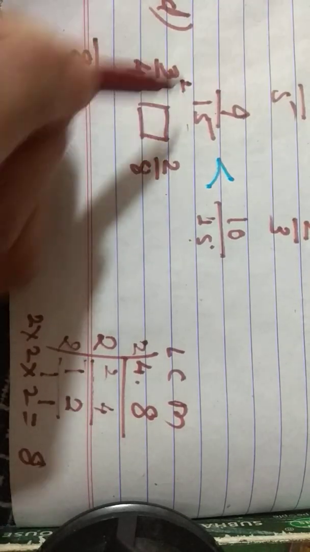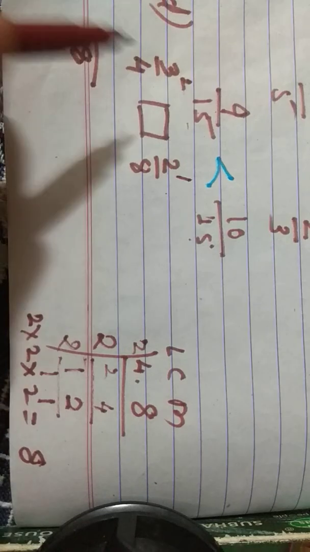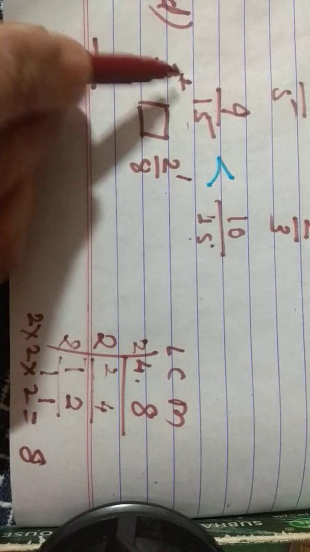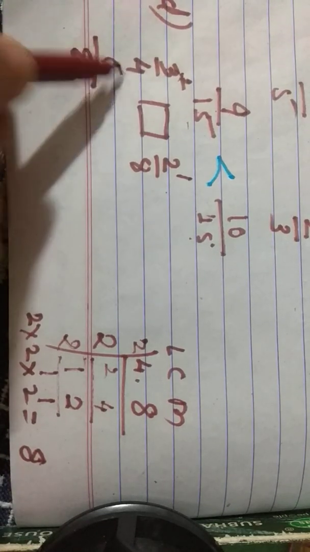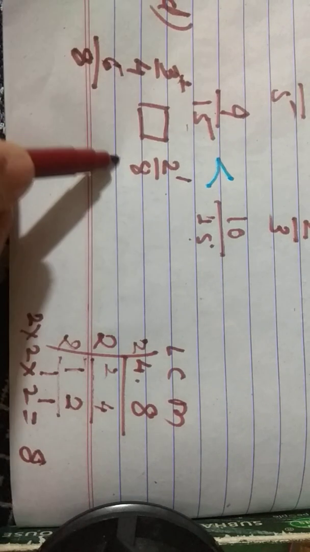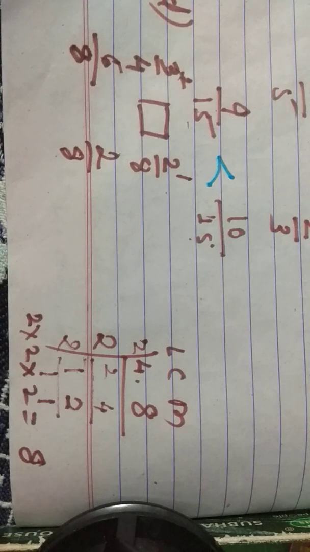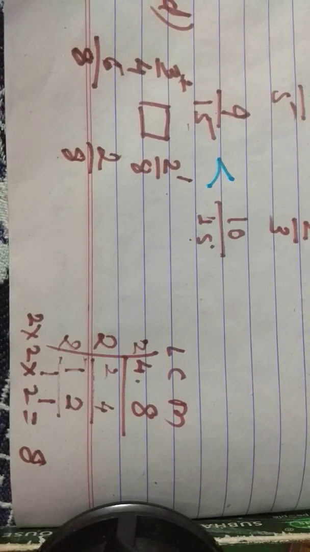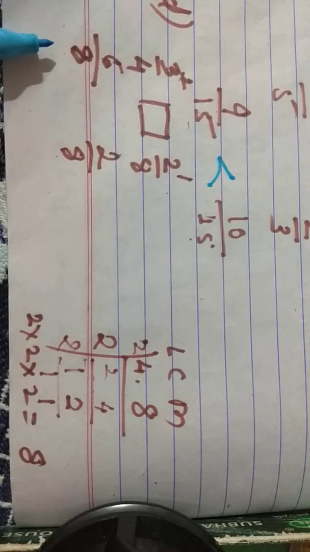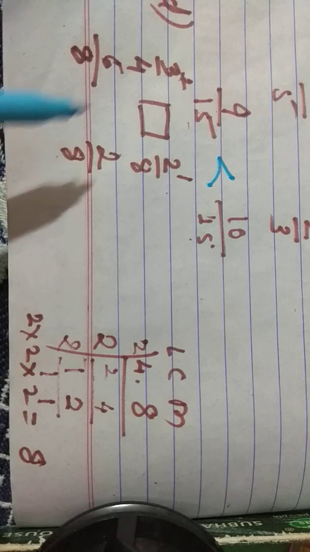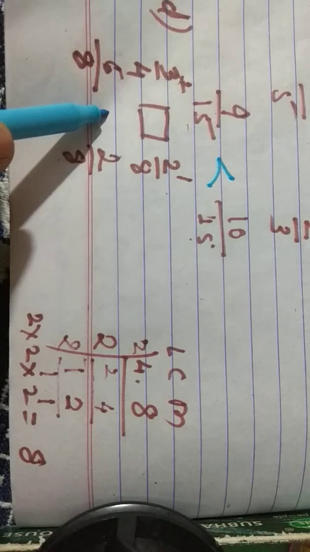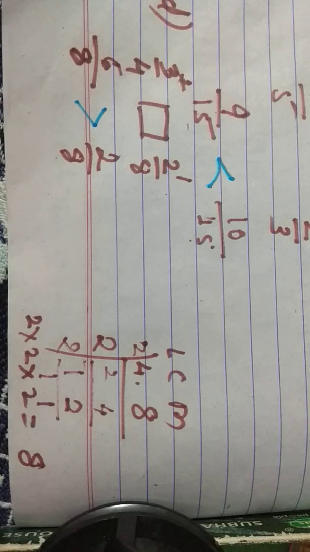4 2s are 8, 8 1s are 8. Then multiply the factors. 2 3s are 6 and 2 1s are 2 by 8. Now compare this. Which one is smaller? 2 by 8 is smaller.